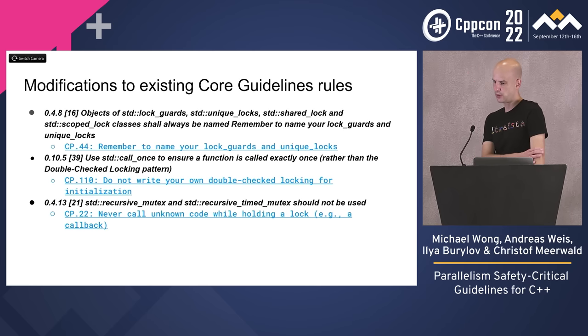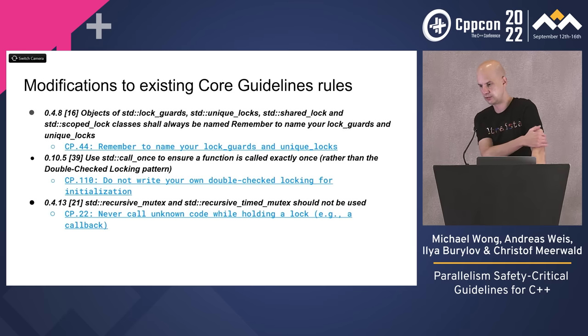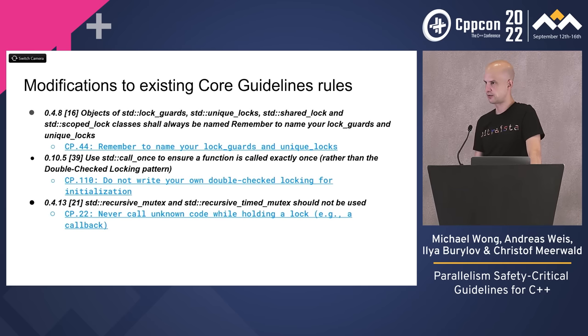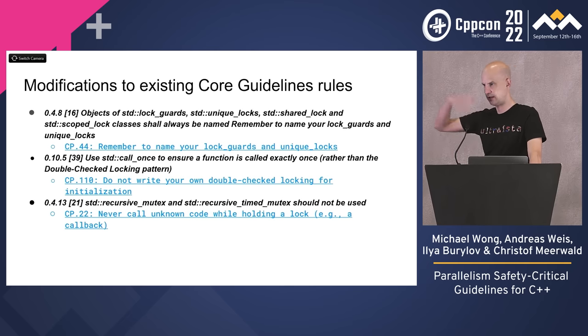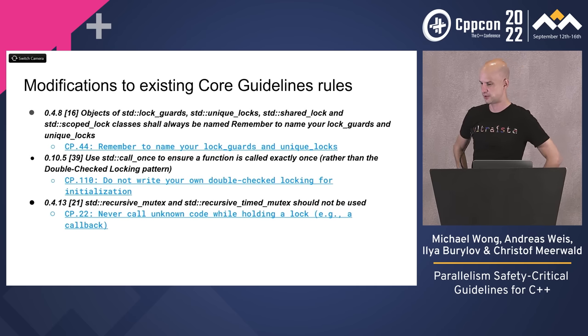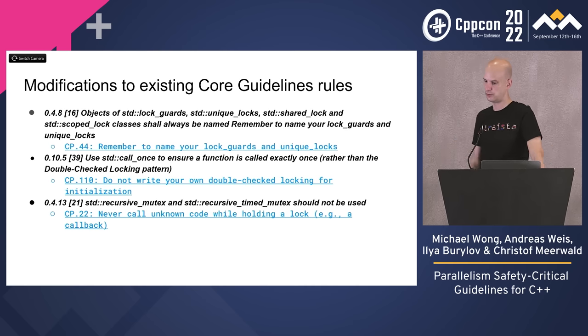Then we had another category where we had rules in the MISRA guidelines that we would not adapt one-to-one into the core guidelines, but that would trigger modifications to existing core guidelines. So one thing here is that we, of course, want you to not have unnamed lock guards, because if it's unnamed, it's just a temporary, which means it will lock and unlock right away, which is almost always wrong. Yeah, pretty much always wrong. I don't think you would ever want to do this on purpose. The core guidelines already had a very similar rule for this, but they did not include all of the lock guard types. So this is again a modernization of an existing rule.